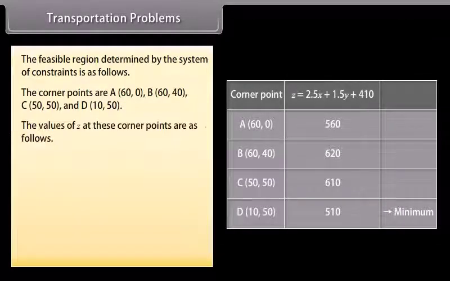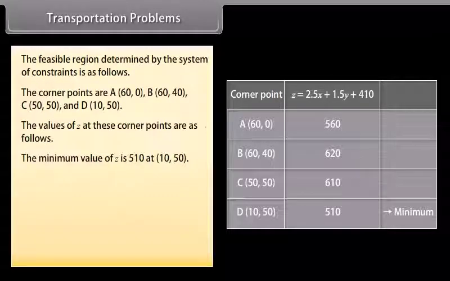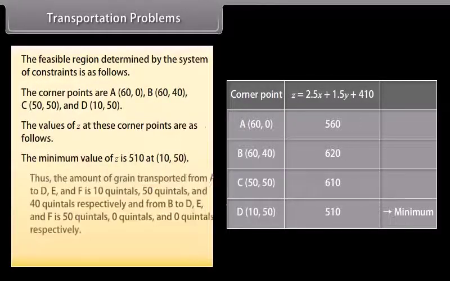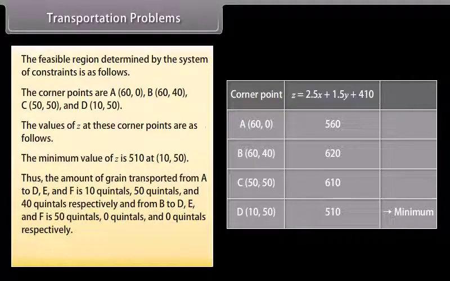The values of Z at these corner points are as follows. The minimum value of Z is 510 at (10, 50). Thus, the amount of grain transported from A to D, E and F is 10 quintals, 50 quintals and 40 quintals respectively, and from B to D, E and F is 50 quintals, 0 quintals and 0 quintals respectively. The minimum cost is rupees 510.